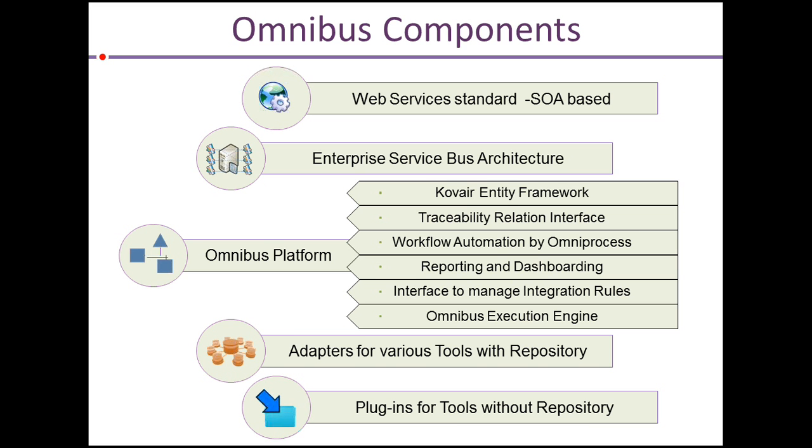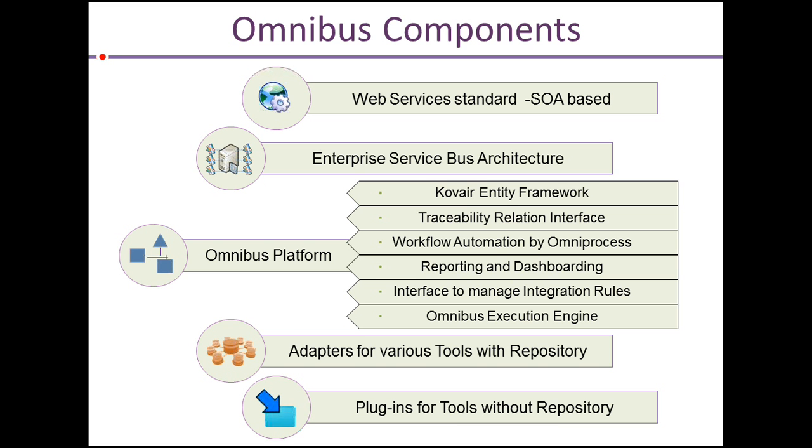Omnibus includes a very powerful workflow engine called OmniProcess. Using a Visio-like graphical interface, you can create the processes for any of the objects. So for example, you're using RequisitePro, which is a requirements management tool, but it does not have a graphical workflow capability. But you can create a workflow in Kovair and process-enable RequisitePro and all those requirements in RequisitePro. Similarly, for other objects and other tools also, you can create these processes.